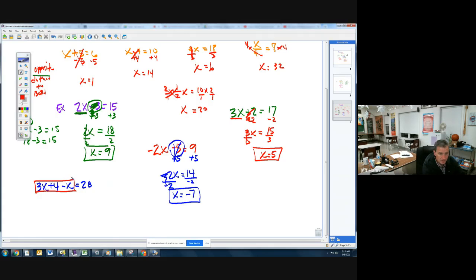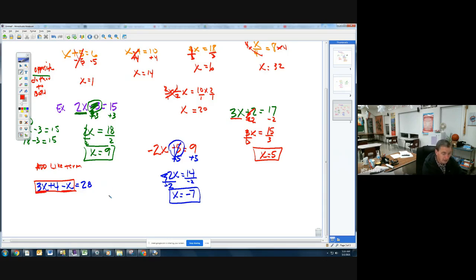If you see this happen where there are 3 terms there, what you're going to have to do before you do any of the moving, adding and subtracting things from one side to the other is add like terms. In other words, I can put together my 3x and my minus x.